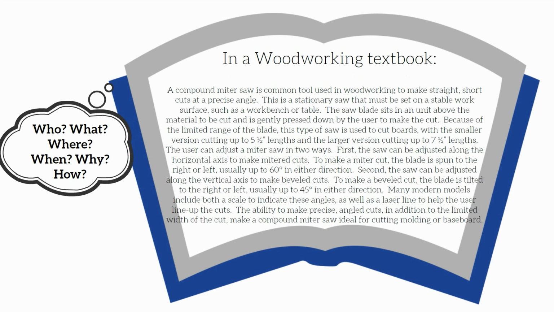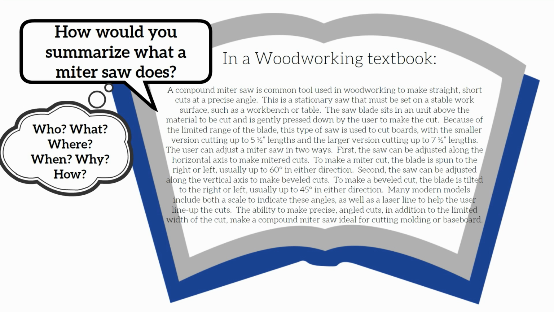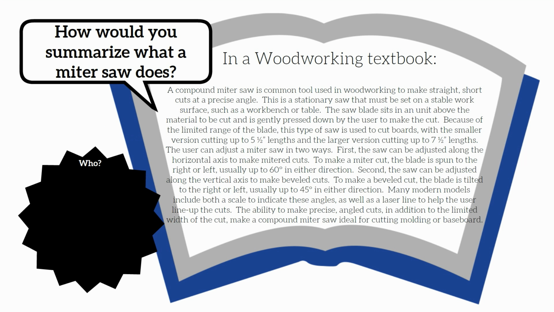Let's use our 5 W's and H to answer the question, how would you summarize what a miter saw does? Who? In this case, you could say a user or a woodworker. Since woodworker is more specific, let's use that. What? This is important. What does a miter saw do? It makes angled miter and bevel cuts. Where? We probably don't need this information. When? We probably don't need this information either.